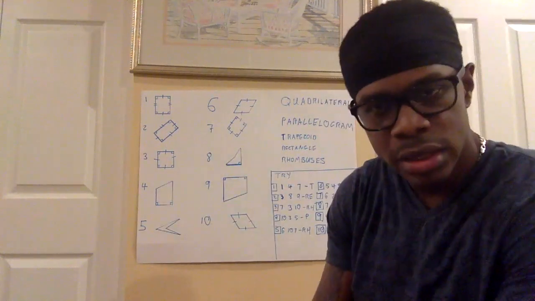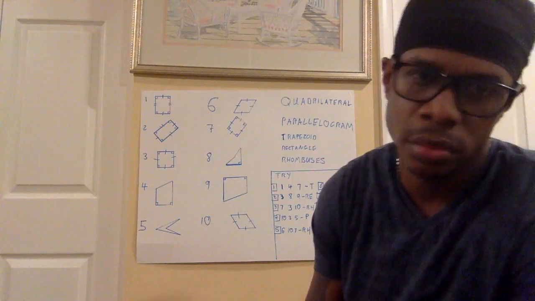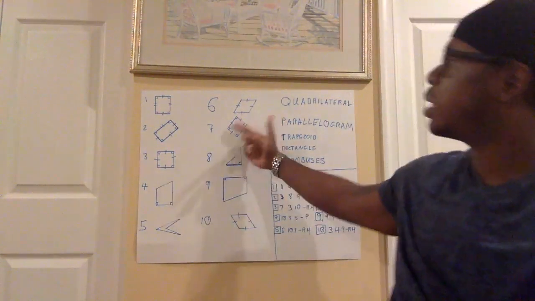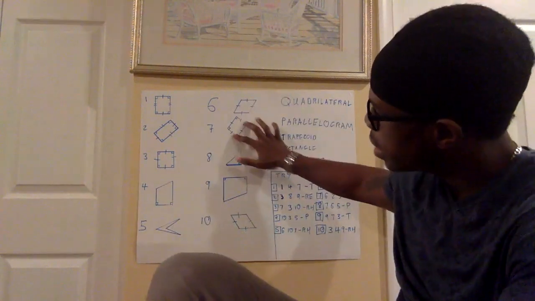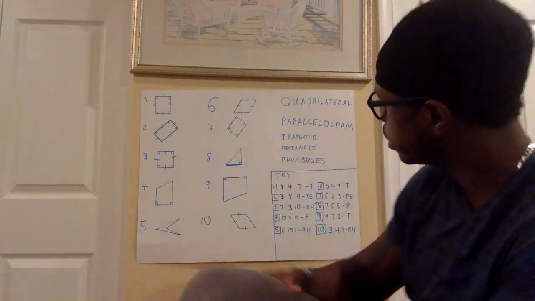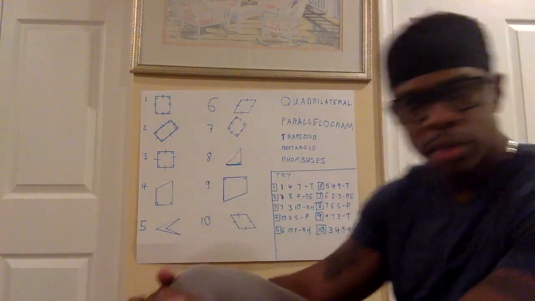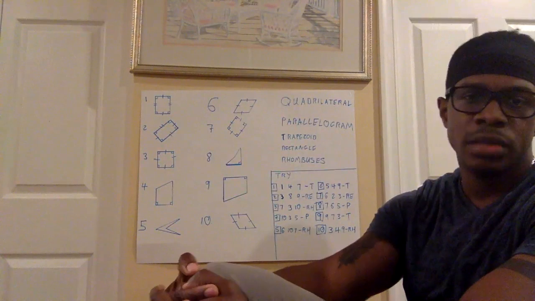If I say that is not a trapezoid, would I be correct? Yes, I would be correct. Number seven is not a trapezoid because it has one pair and then another pair. Two pairs of parallel lines. Number eight is not a trapezoid either. Number nine, would I be correct if I said number nine is a trapezoid?